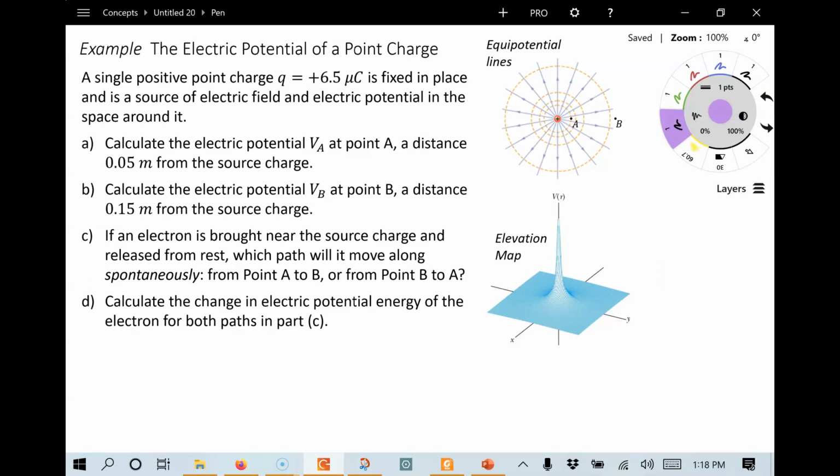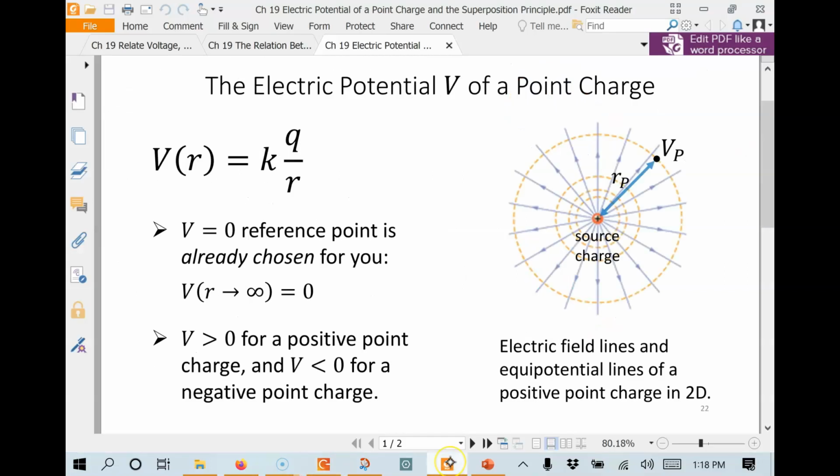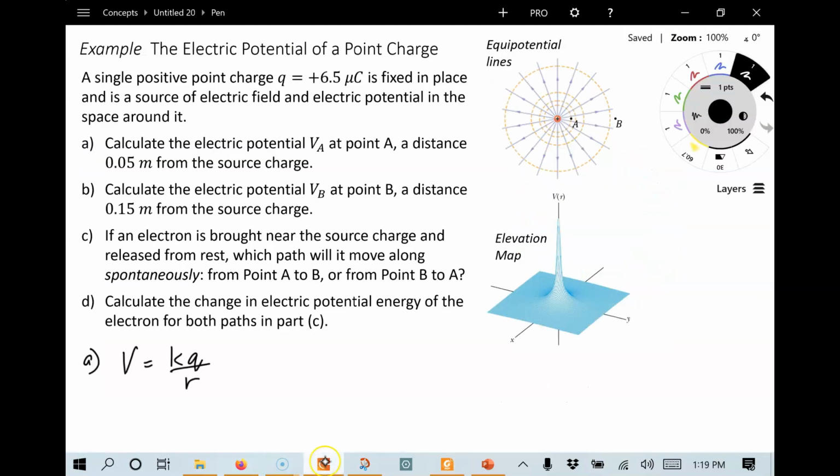And in fact, we know that because of the equation we can use to calculate the electric potential. V due to a point charge is equal to kQ divided by r. And so since all of these circles here are at the same distance r from the point charge, they have the same potential. Those are equipotential lines or equipotential surfaces.